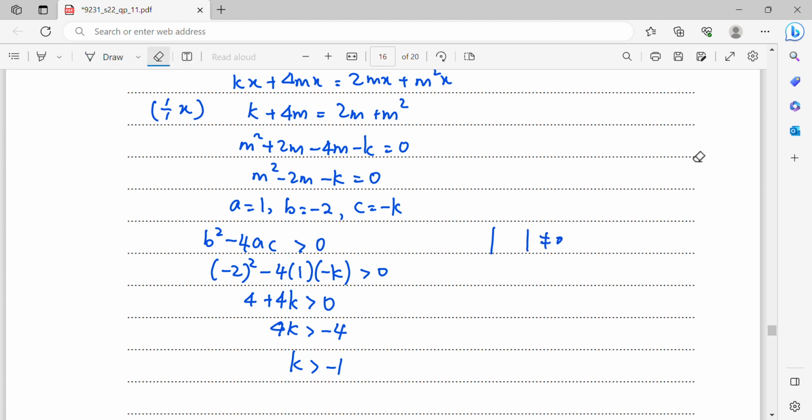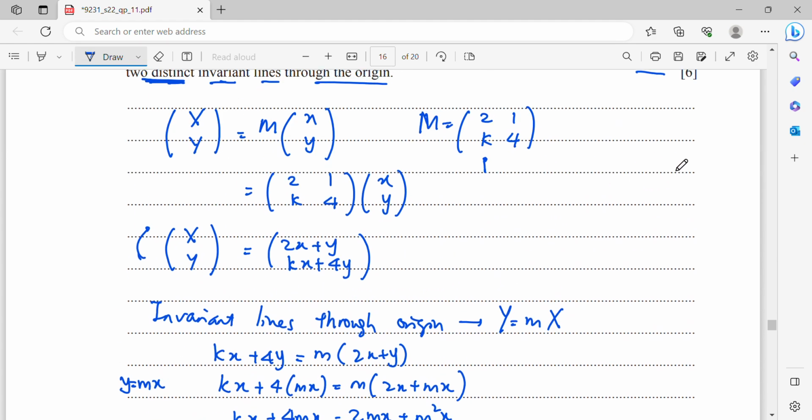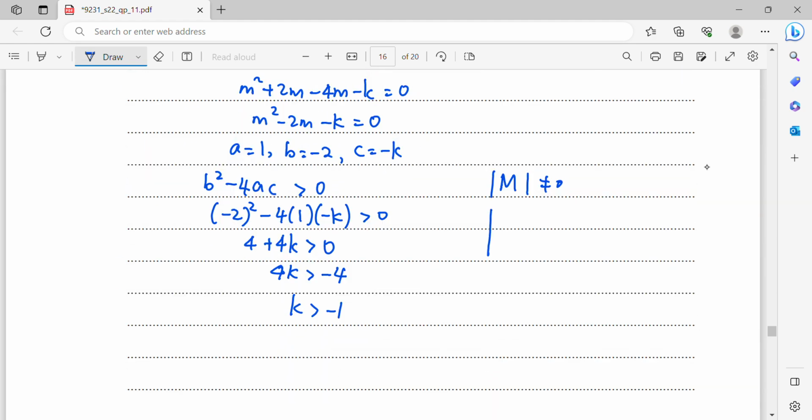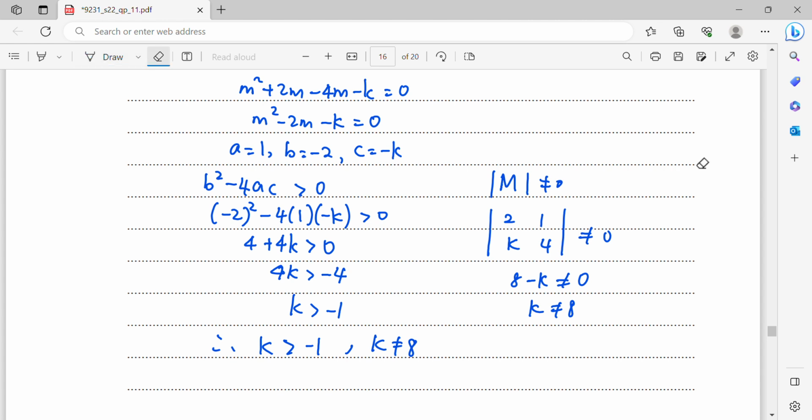Right? So now, determinant of the M. So the M equals to [2, 1; K, 4], this cannot be 0, which means 2 times 4 is 8, minus k cannot be 0, so your k cannot be 8. Alright, so it must satisfy both conditions, which means now basically your k is greater than minus 1, but cannot be 8. Okay, so that's the solution for this question.